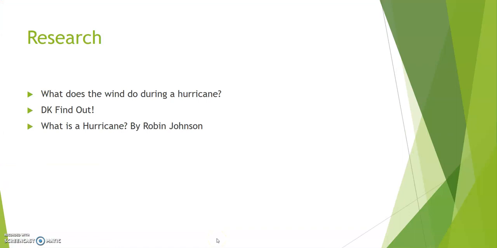The two sources that we're going to be using today are a website called DK Find Out. Hopefully you spent some time on that website the other day, so you already have some background knowledge from there. Our second source we're going to use is a text that we found on Epic. It is called What is a Hurricane by Robin Johnson.